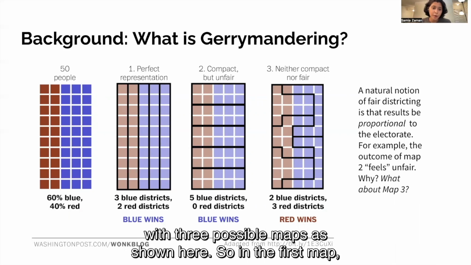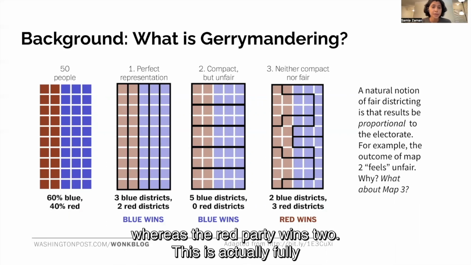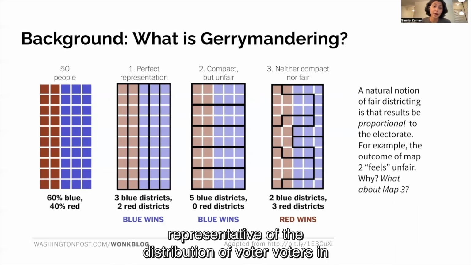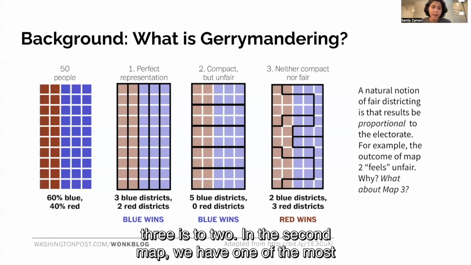In the first map, we have the outcome that the blue party wins 3 districts, whereas the red party wins 2. This is actually fully representative of the distribution of voters in the original state, where we also have a party support of 3:2.